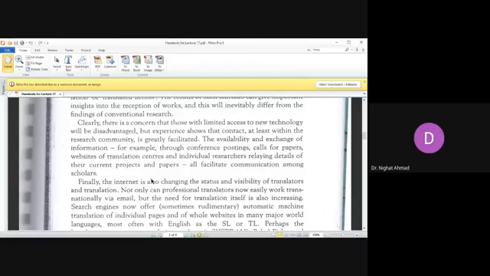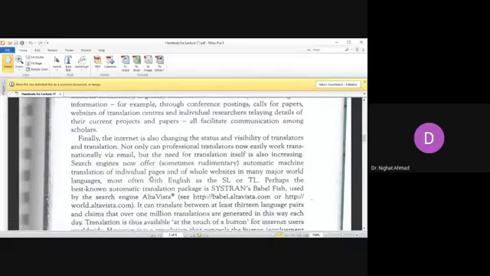Okay. So we're talking about in particular its benefits for translation studies. Professional translators can easily work transnationally, meaning from one nation to another, one country to another via email, but the need for translation itself is also increasing. Then you have search engines which offer a lot of data, automatic machine translation of individual pages and whole websites.